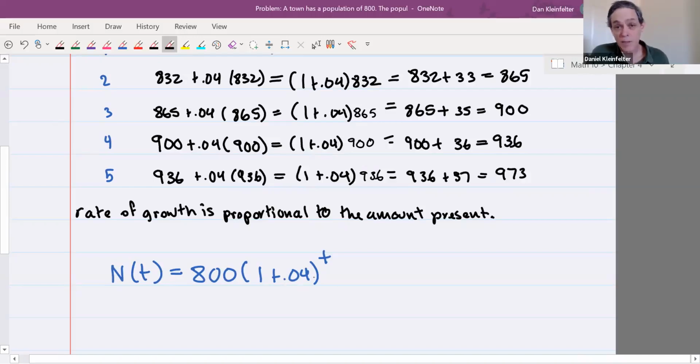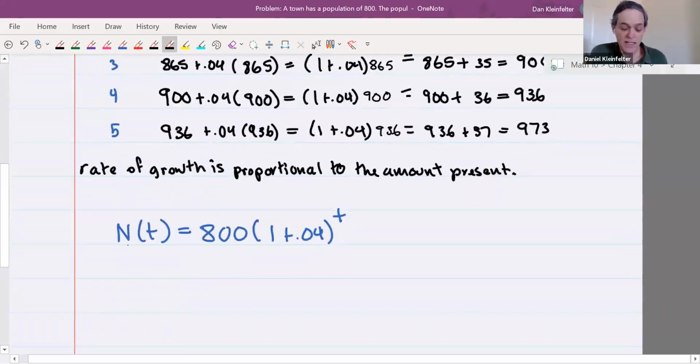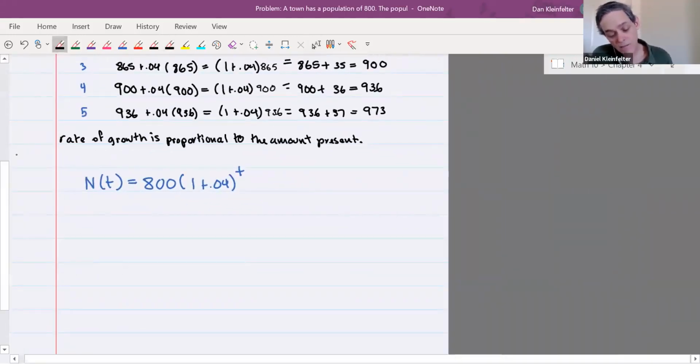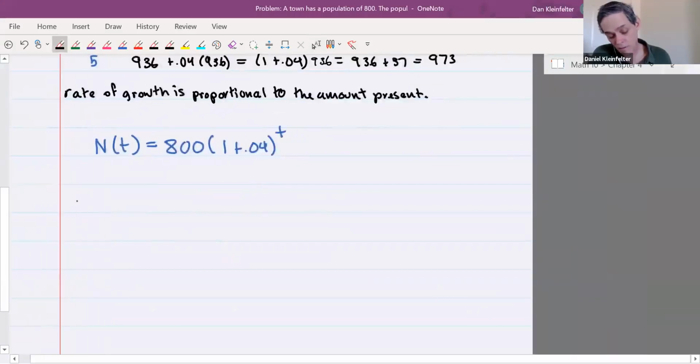So repeated multiplication would be raising a number to a power, and so we'd end up with this function, N of t. Here N of t stands for number of things. That's our population. t is our time, which is going to be in years. 800 is the initial amount, and then 1.04 represents our growth rate of 4% annually. And that's raised to the t power. So we can use that to help us figure out future values if we want.